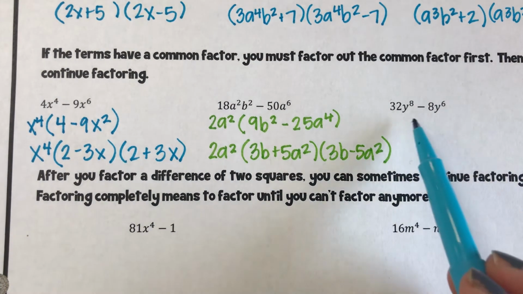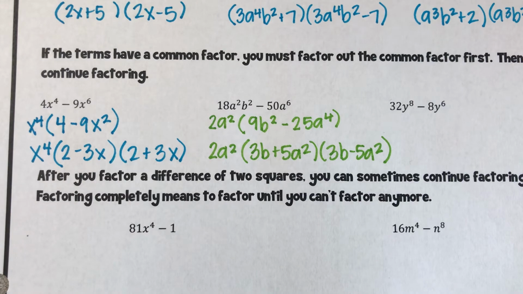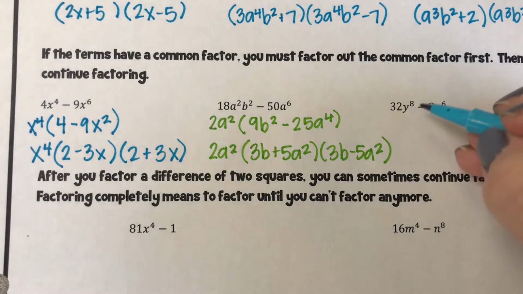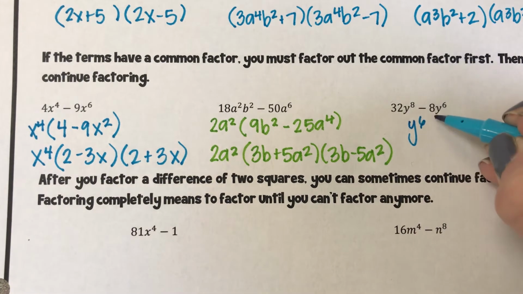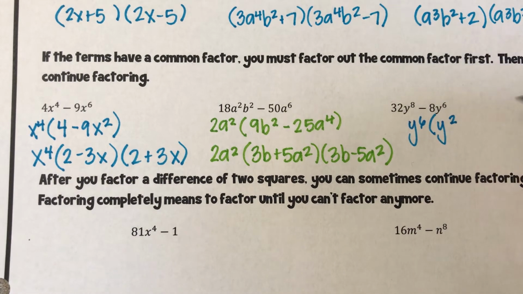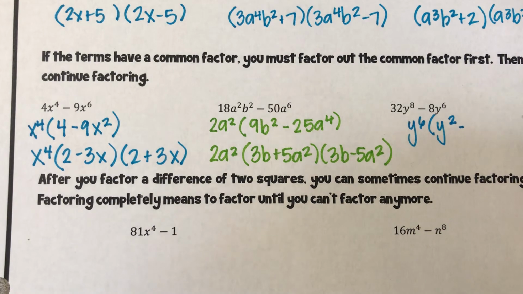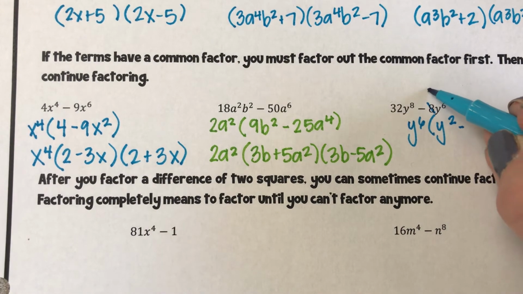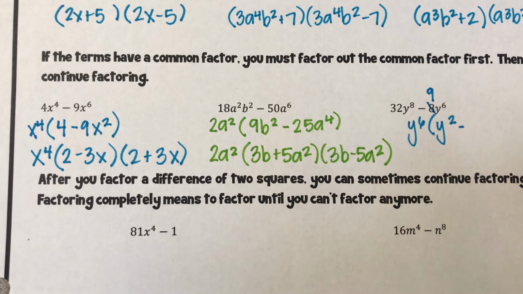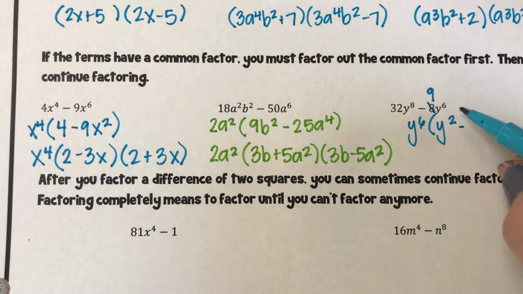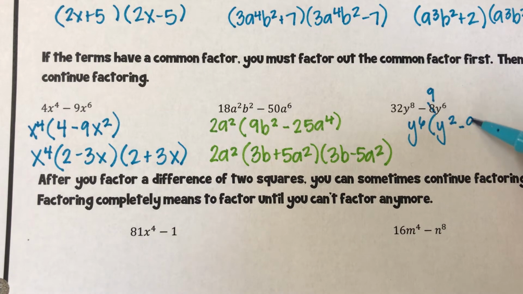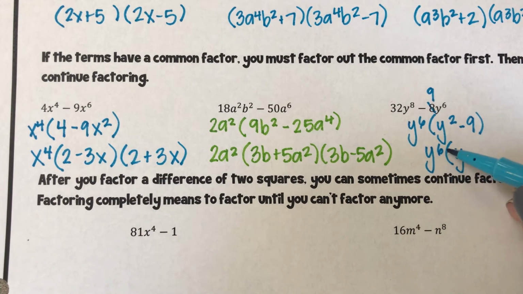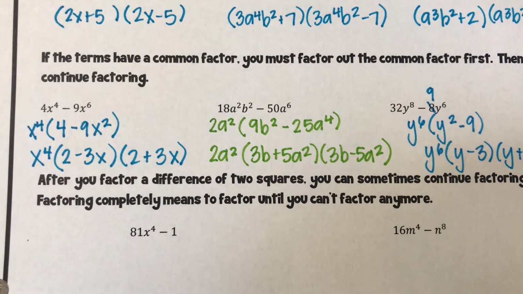Okay, and then 32, what's a common factor between both of those? Y to the 6th power. So I can put y to the 6th power, and then that's y squared minus, oh, and you know what? I should not have that. That shouldn't be 8. Let's make it a 9. So y squared minus 9, and then that factors out to y to the 6th, and then y minus 3, y plus 3.